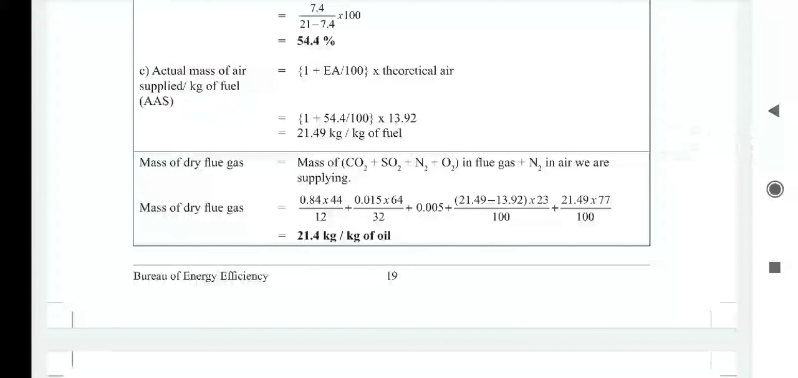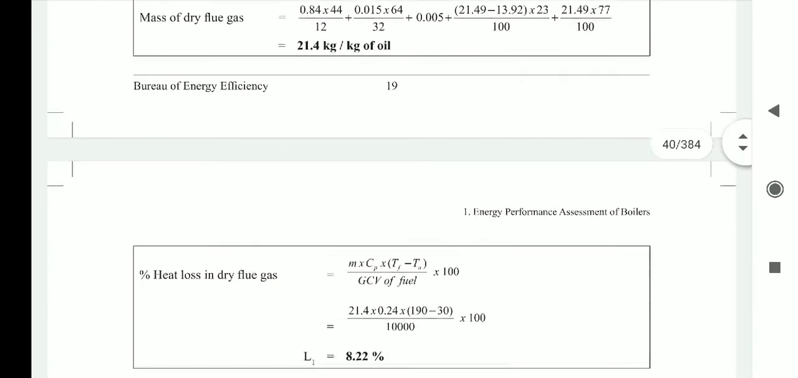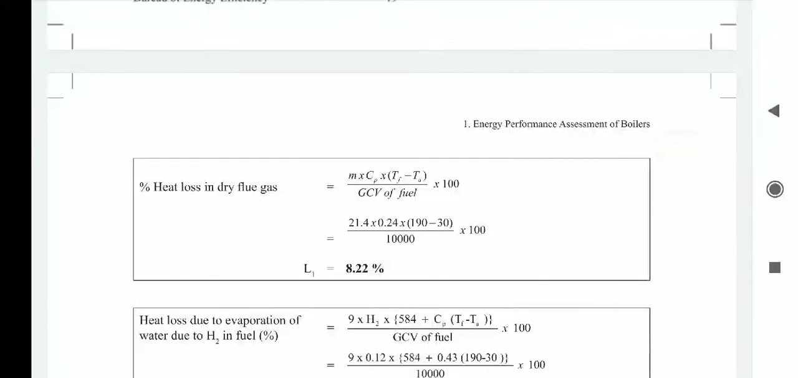Then mass of dry flue gases, with similar calculation to the previous example, we get 21.4 kg per kg of oil. Then heat loss in dry flue gases, calculate the losses one by one. Dry flue gases m Cp delta T divided by gross calorific value into 100%. Then TF is flue gas temperature, Cp is Cp of stack gas, flue gas, which is equal to 0.24 kilocalories per kg degree Celsius.